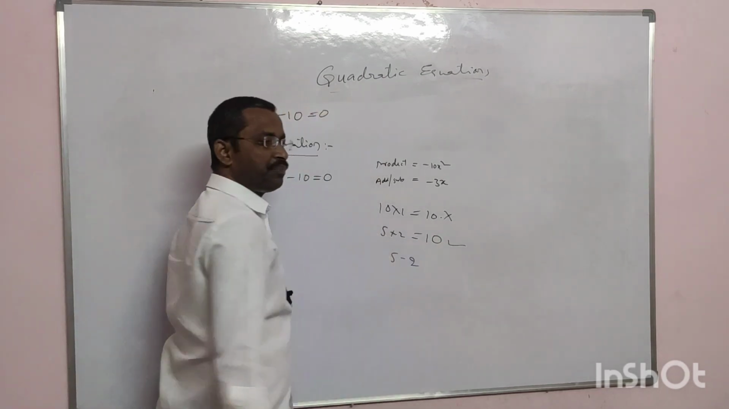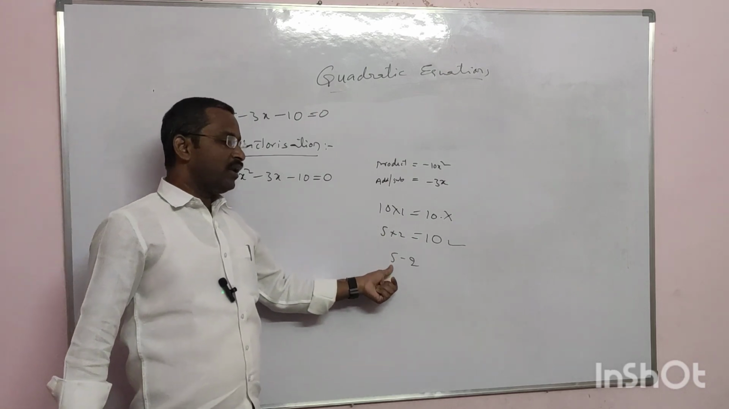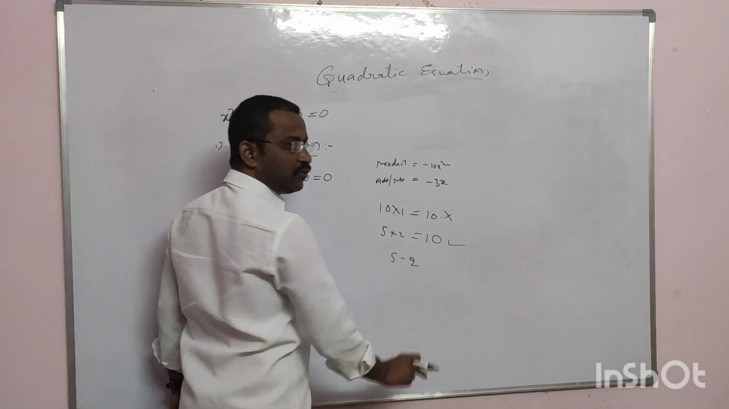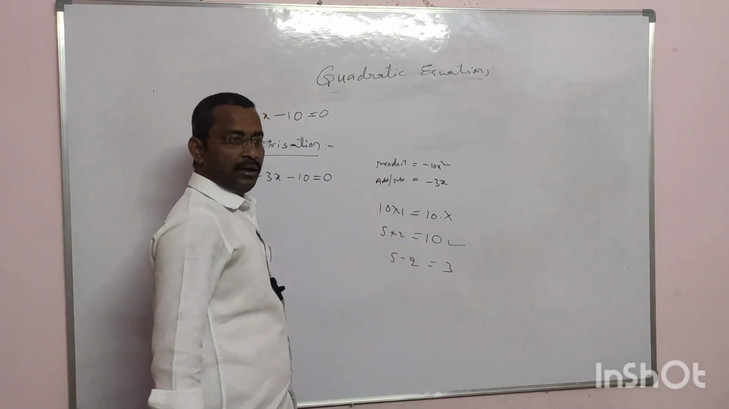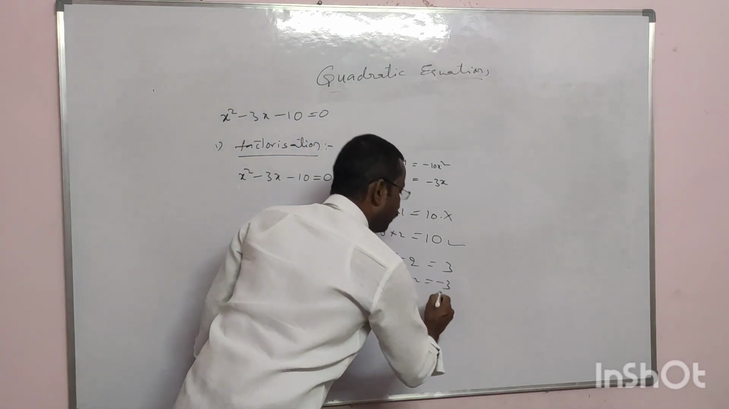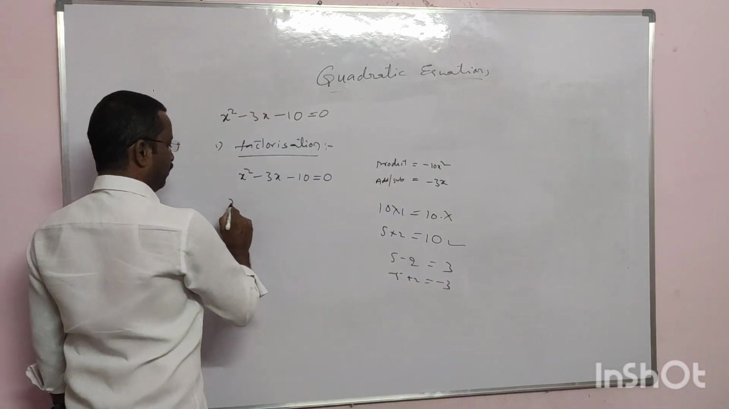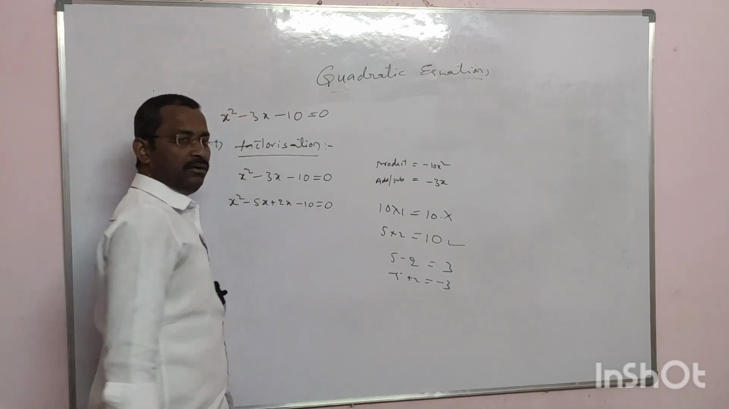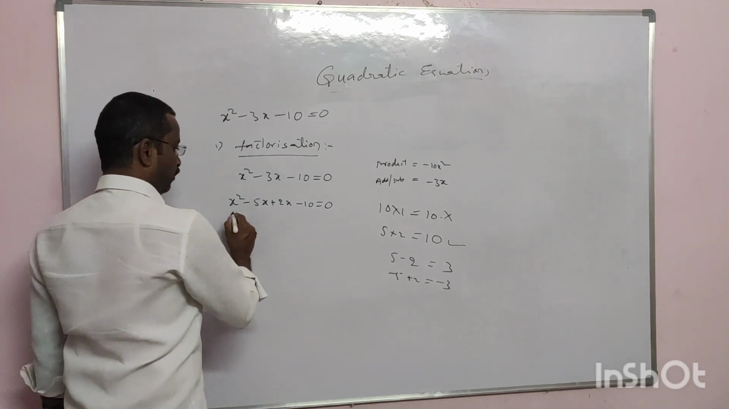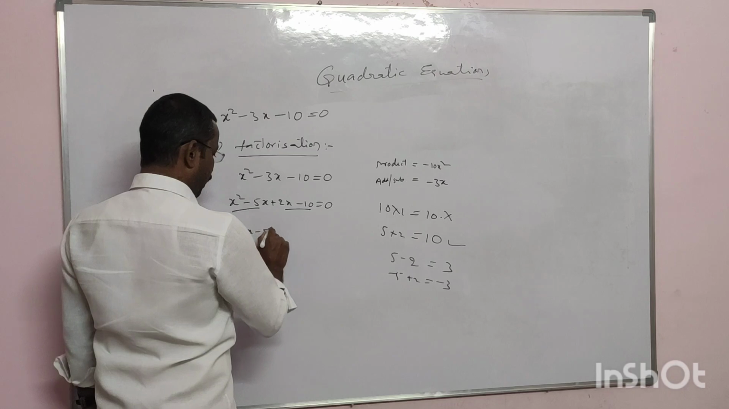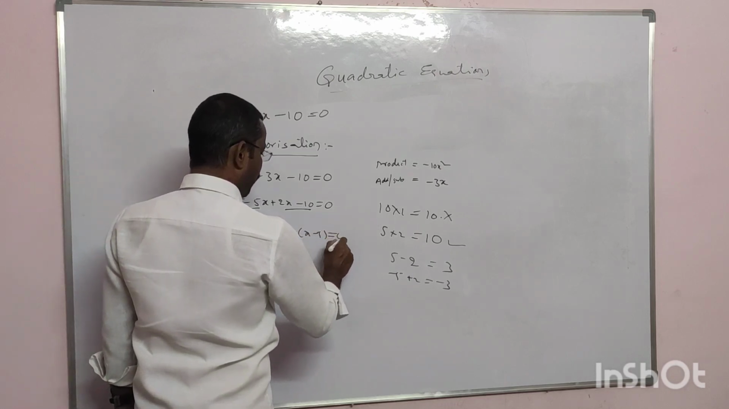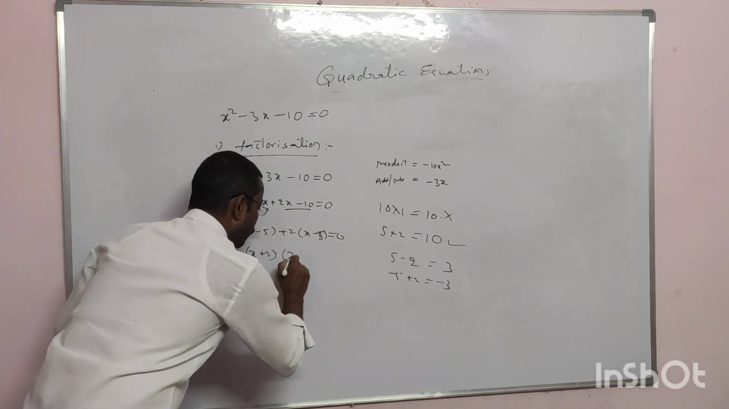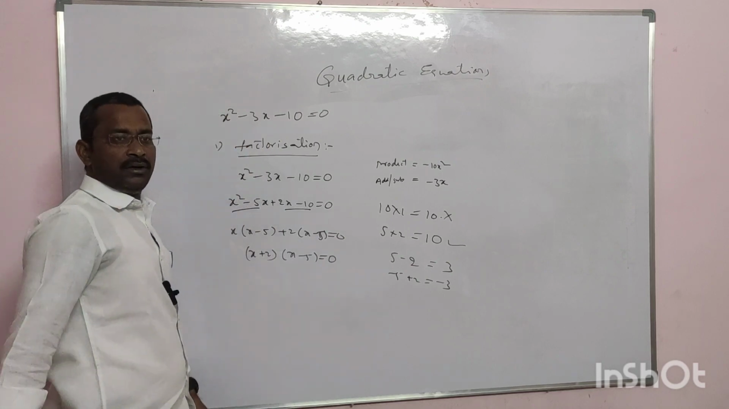So 5 minus 2. Now, to which one do we give the minus and to which the plus? The 3 is minus. 5 minus 2 gives 3, but minus 5 plus 2 gives minus 3. So you take it as x square minus 5x plus 2x minus 10 equals 0. Now take the two terms: x common, x minus 5, plus 2 common, x minus 5 equals 0. Separate: x plus 2 times x minus 5 equals 0.